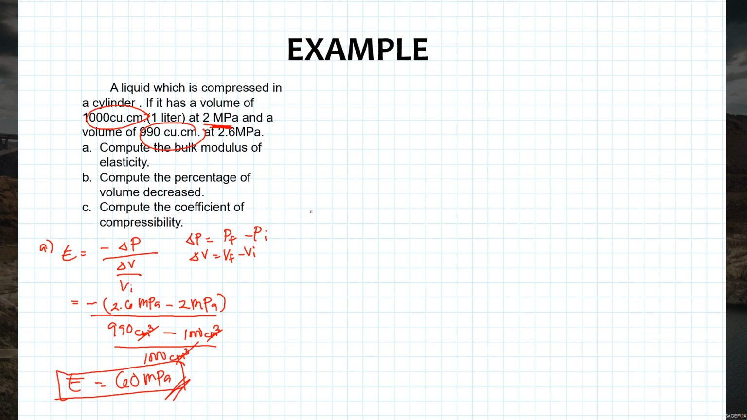That's the bulk modulus of elasticity. Letter B. Compute the percentage of volume decreased. What will be the percentage of volume decreased? So the percentage of volume decreased is just simply your delta V over Vi, but multiply it by 100%, to convert it into percent. So delta V over Vi is just your 990 minus 1000 over 1000, then multiply it by 100%.